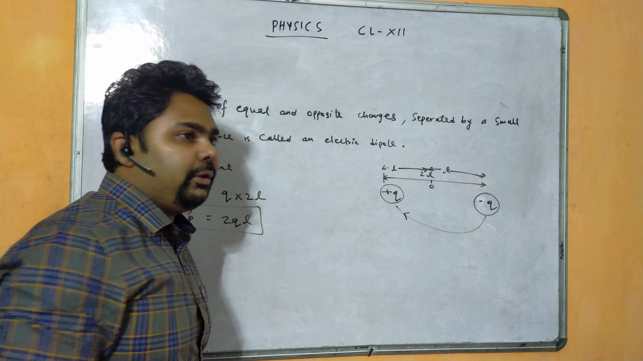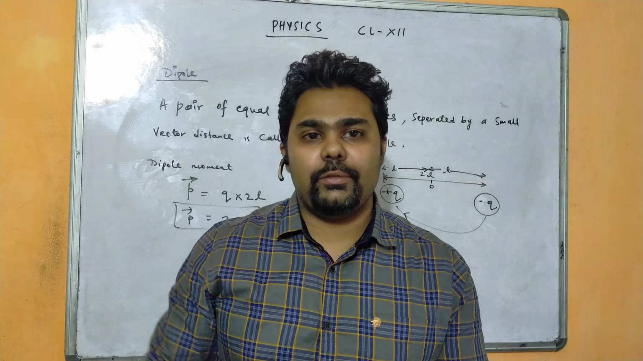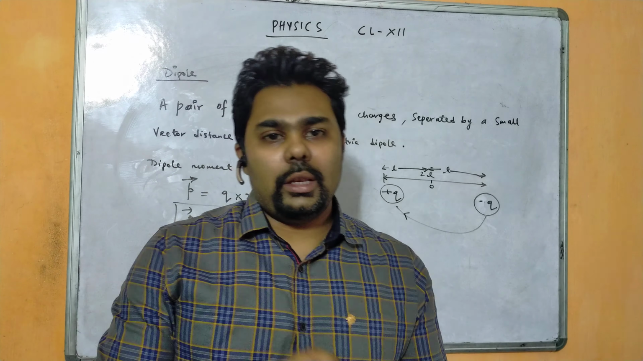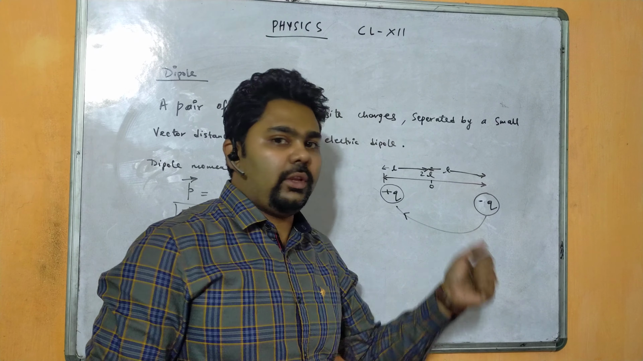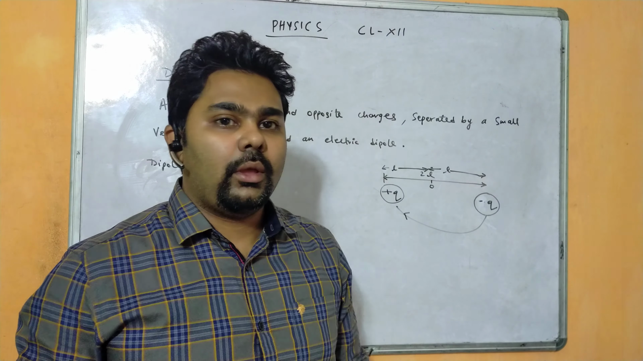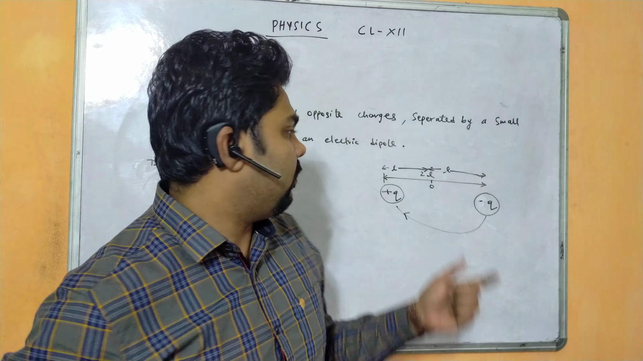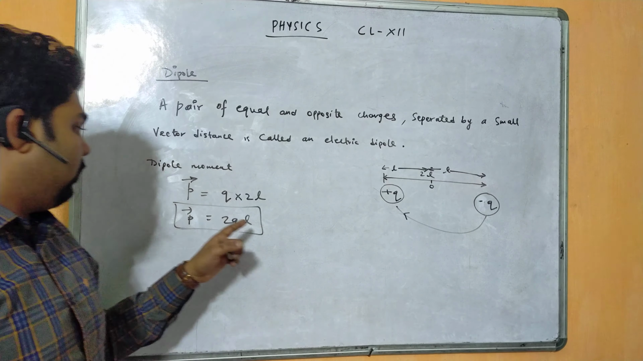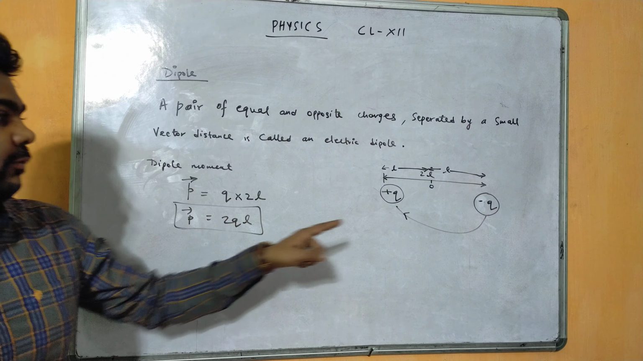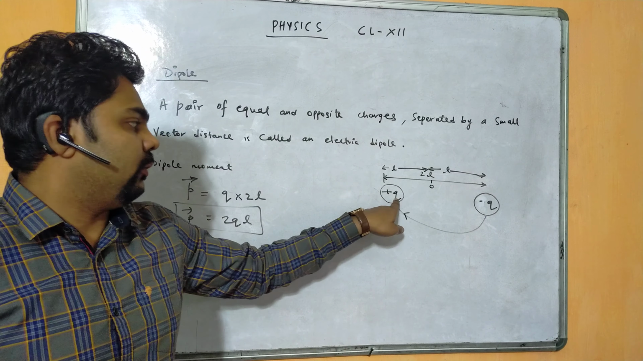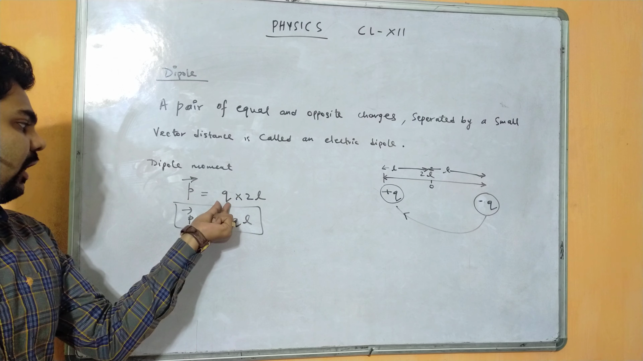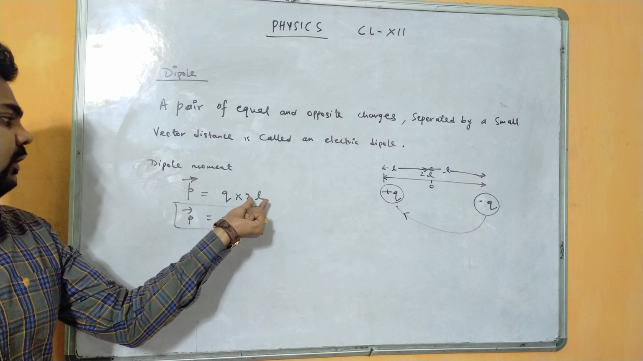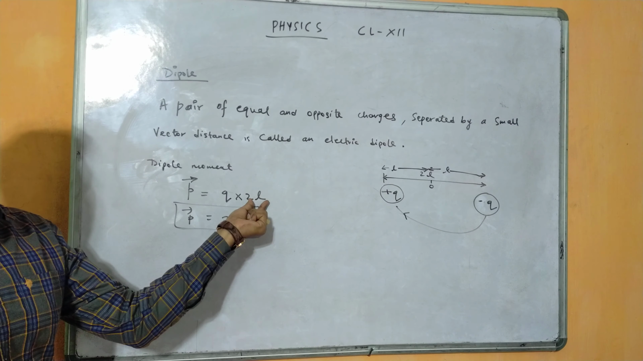In a previous video we learned what is electric field. Electric lines of force originate from positive charge and terminate at negative charge. It was also a vector quantity, and its direction was from positive to negative. But here dipole moment is directed from negative to positive. Okay, and it is equal to the product of the magnitude of either charge and the distance between the two opposite charges.